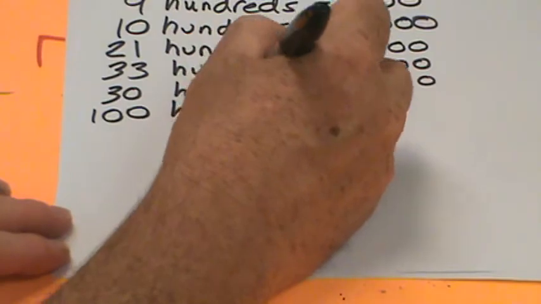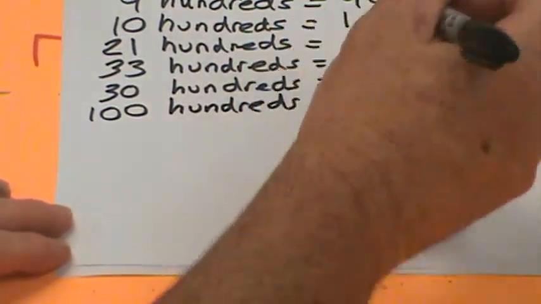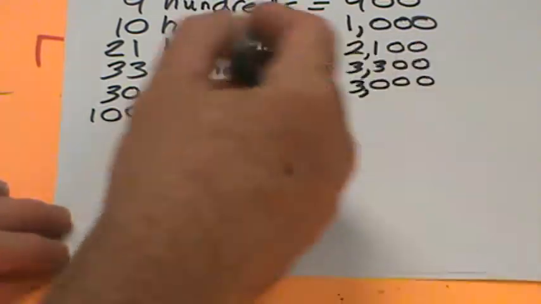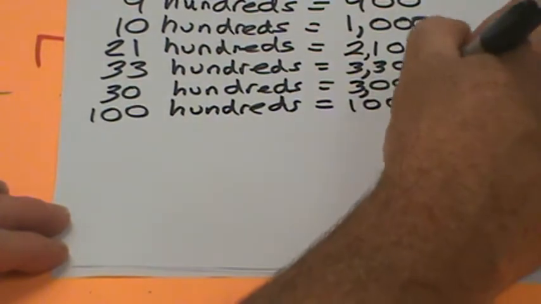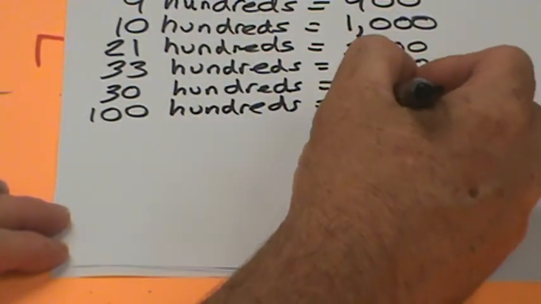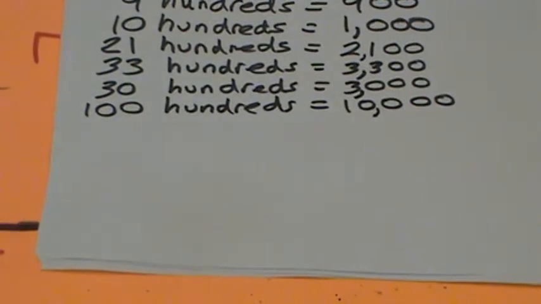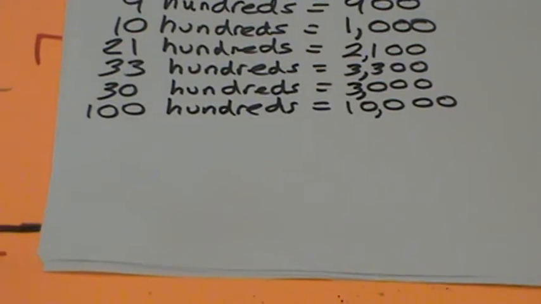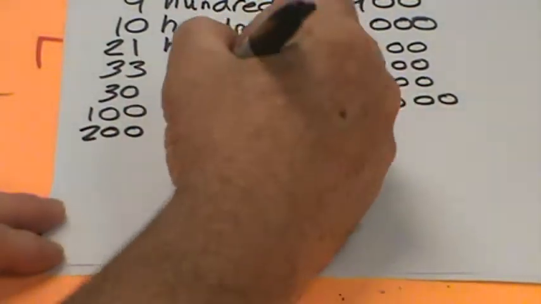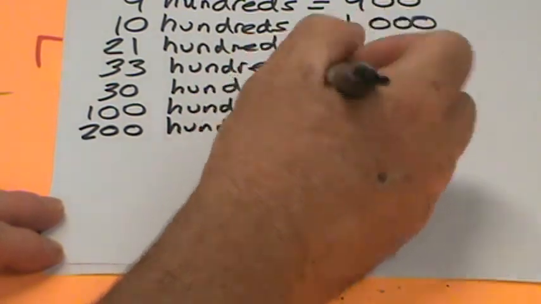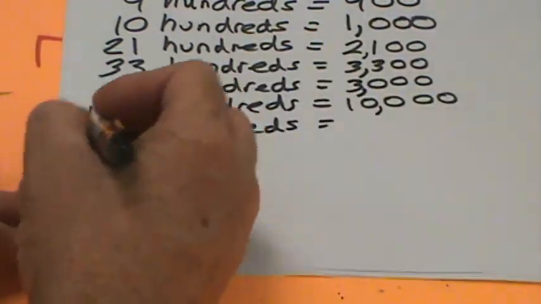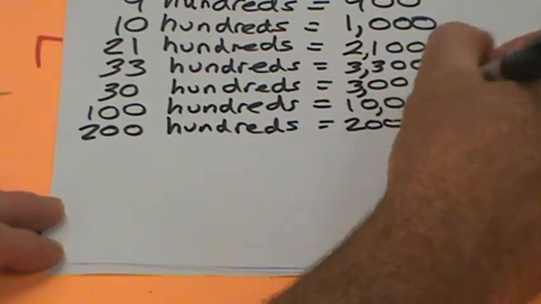Let's try this. 100 hundredths. How would we say that and write that in standard form? Well, just think about what we've been doing. 30 with 2 zeros. 33 with 2 zeros. 21, 2 zeros. So I'm going to write 100 and add 2 zeros. What do we get? 1, 2, 3, 10,000. And just because I'm enjoying myself so much, I think I'd like to do another one. We'll do 200 hundredths, just because I like the way that sounds. Well, just think about that. Write the 200, add the 2 zeros, 1, 2, 3 for the comma, and we get 20,000.